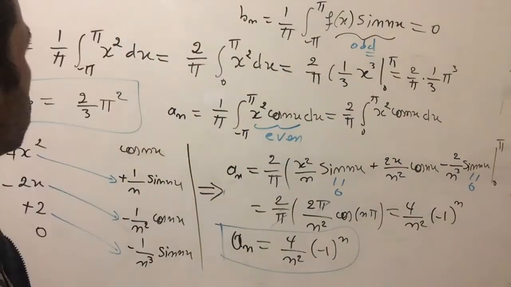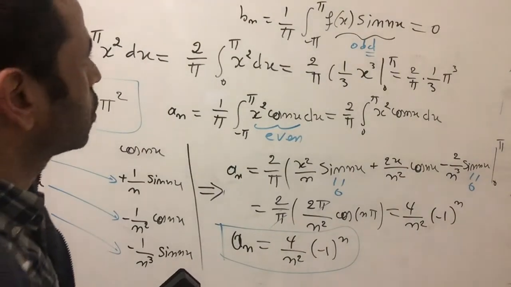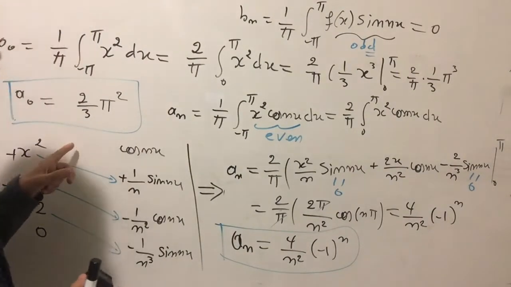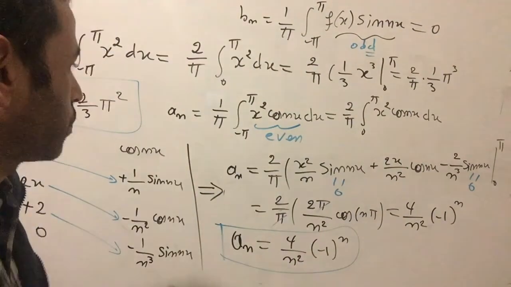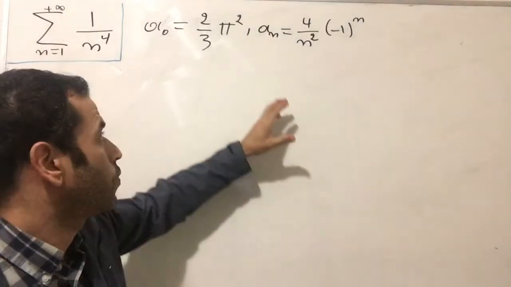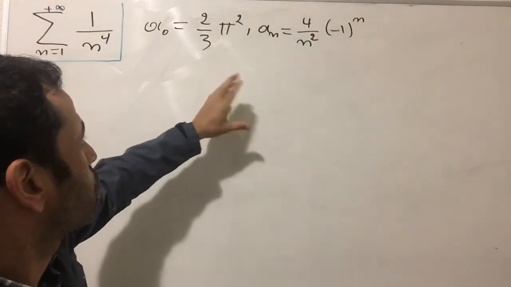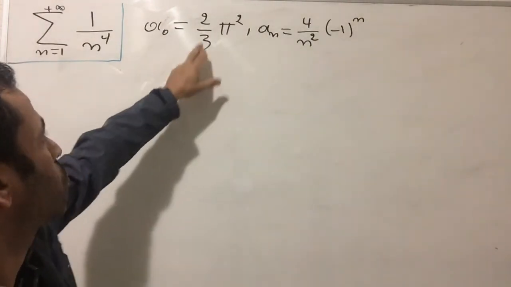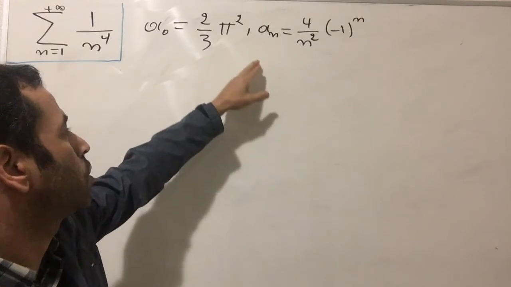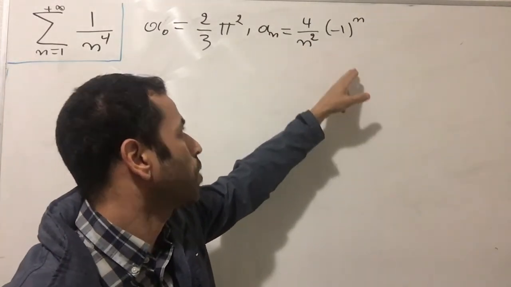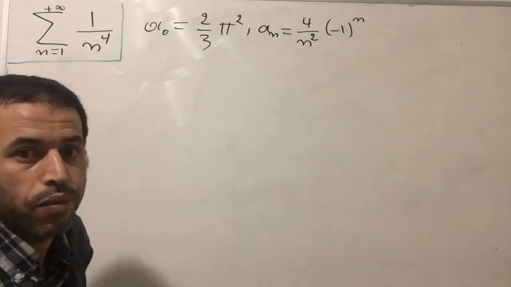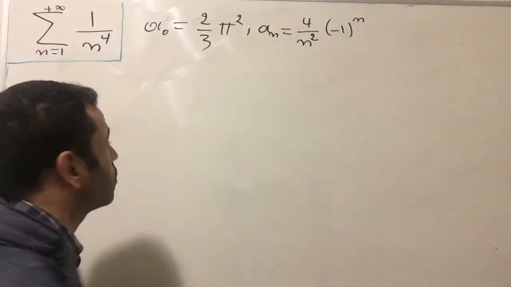Okay? So we already calculated a sub 0 and a sub n. I'm going to bring this one to the top and continue with our problem. In the last board we were working on the Fourier series. We came up with these results: a sub 0 equals 2 over 3 pi squared, and a sub n equals 4 over n squared multiplied by minus 1 to the n. Okay? I'm going to apply the Parseval theorem.